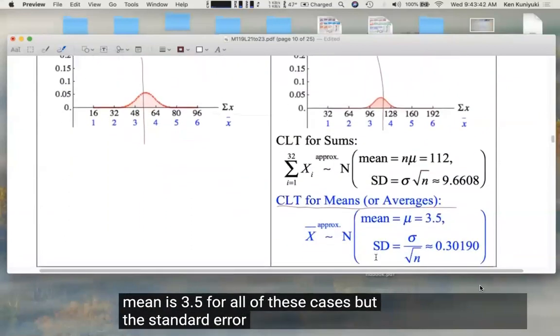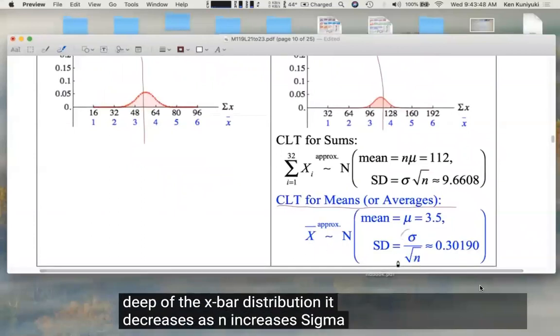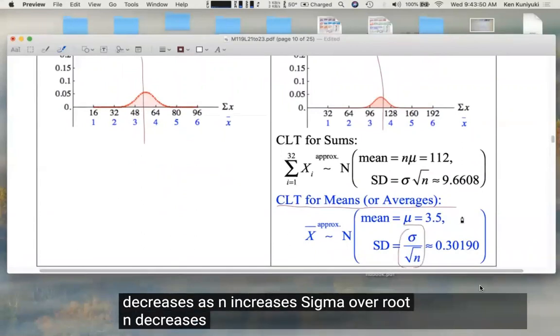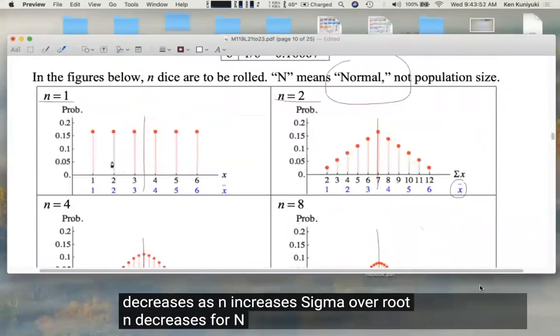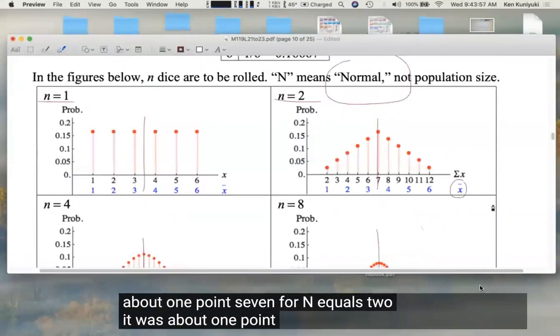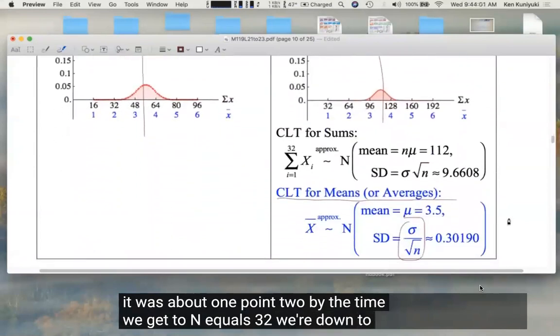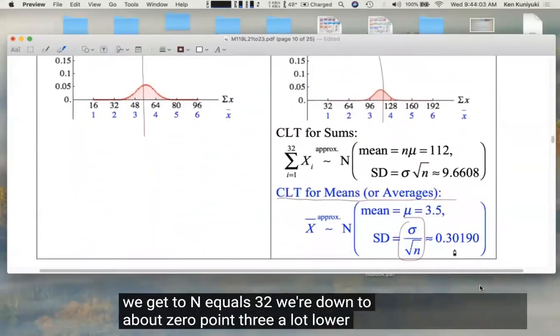But the standard error, that is the standard dev of the X-bar distribution, it decreases. As n increases, sigma over root n decreases. For n equals 1, it was about 1.7. For n equals 2, it was about 1.2. By the time we get to n equals 32, we're down to about 0.3, a lot lower.